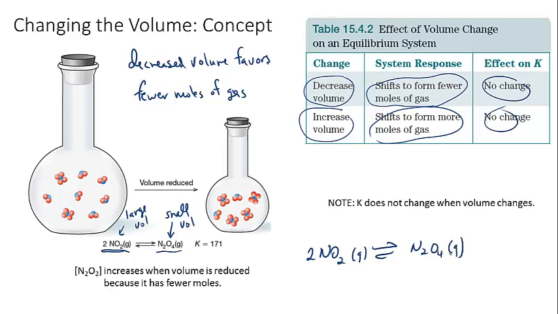If you have a system like this at equilibrium and you increase the volume, the equilibrium will shift to the left. If you decrease the volume, the equilibrium will shift to the right. So decreasing volume will go to the side that has fewer moles. Increasing volume will go to the side that has more moles. If your gas phase equilibrium has the same number of moles on either side, there is no volume effect.